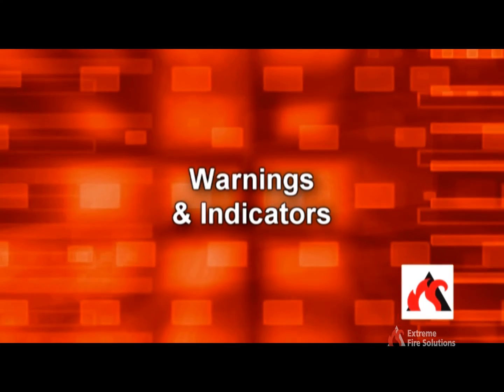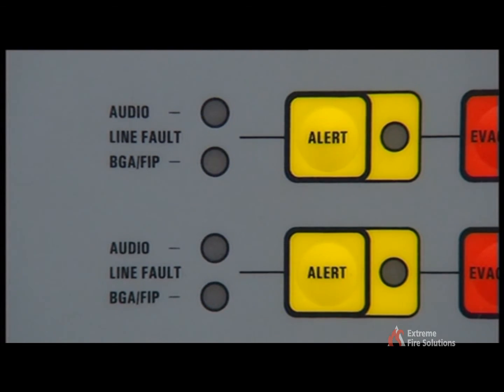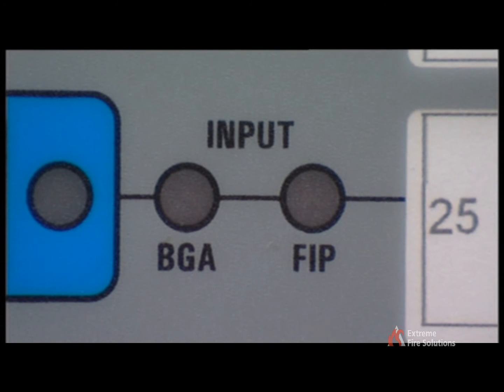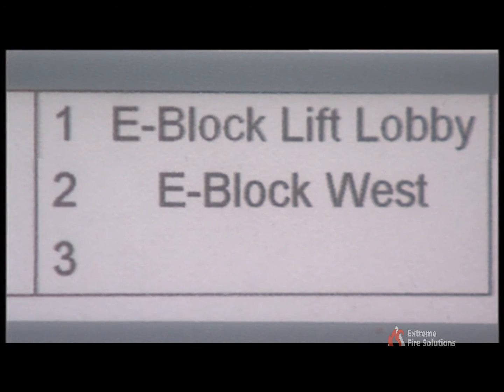Warning and indicators. Should a fault develop in the system, the amber light on the left will flash and a buzzer will sound. To the right are two LEDs labelled BGA and FIP. If a break glass is activated, the BGA LED will illuminate. If a detector is activated, the FIP LED will illuminate. In the middle of the panel are the descriptions for each zone of the installation.